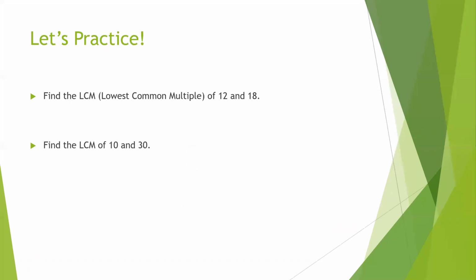So now we find the LCM of 10 and 30. And we know that 30 is a multiple of 10. So usually when one number is a multiple of another number, that means that the bigger number would be the LCM. So the answer would be 30.